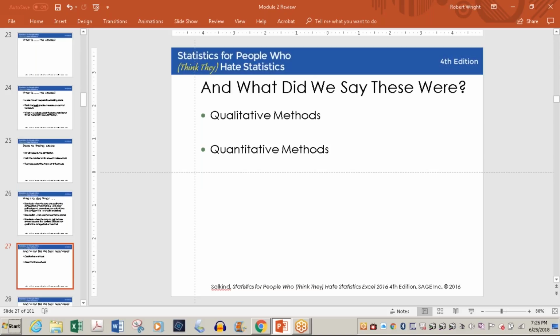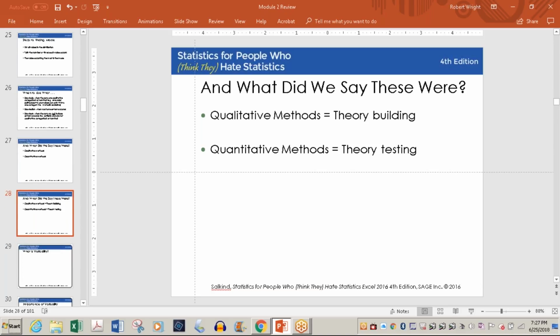Okay, when we were talking about qualitative and quantitative methods, we were talking about theories. And what did we call these two? One is for doing what with theories, and one is for doing something else with theories. Any guesses? Qualitative is theory building, quantitative is theory testing. Right. Okay, qualitative is theory building.